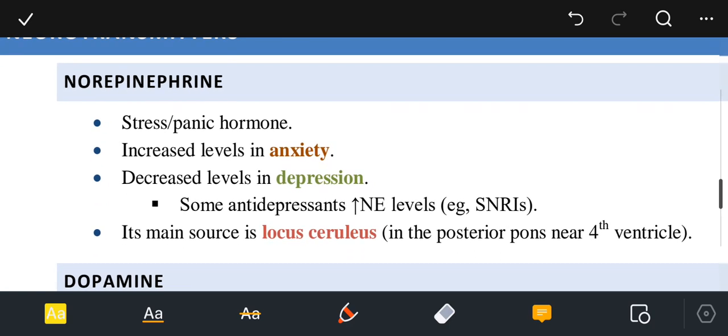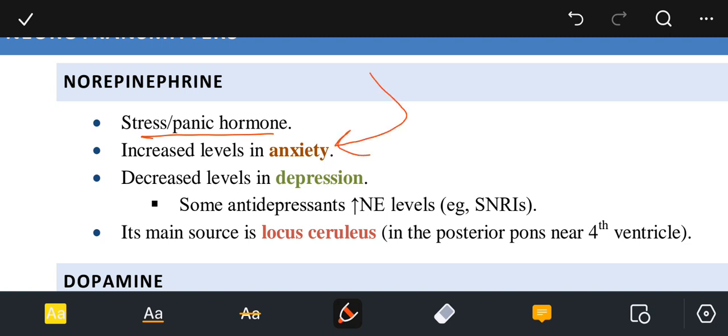Now, neurotransmitters, for example, norepinephrine. Now, we'll talk about individual neurotransmitters, where they are found and what their functions are. So, norepinephrine is a stress or panic hormone. Increased levels are seen in cases of anxiety, when the person is anxious, because norepinephrine drives your brain. And when there is excessive activity of your brain, for example, in the case of anxiety, we find high levels of norepinephrine. Decreased levels will result in depression, definitely. Some antidepressants, for example, SNRIs, increase norepinephrine levels and are very good for that.